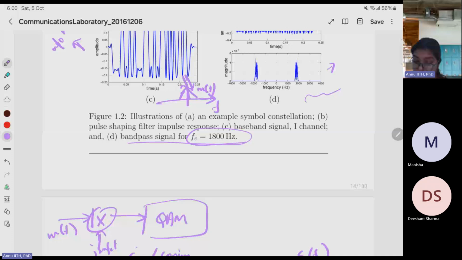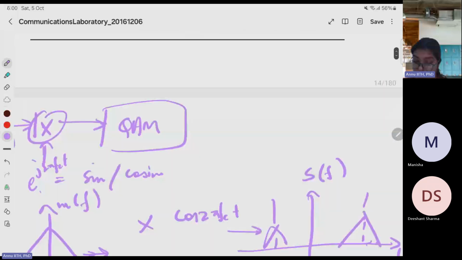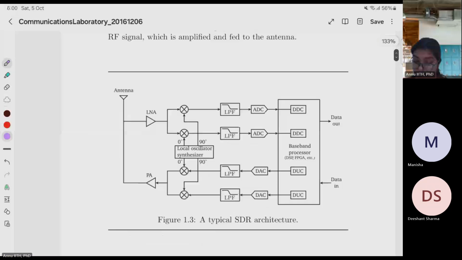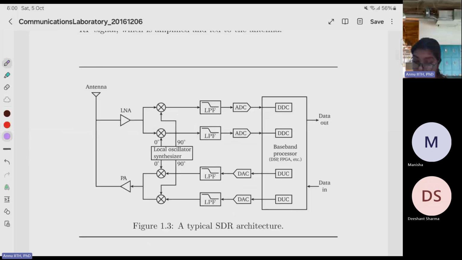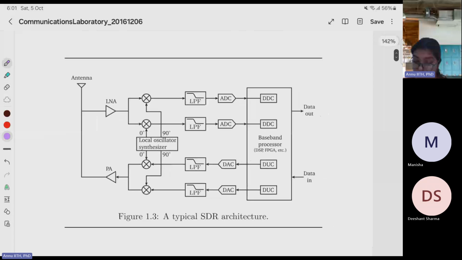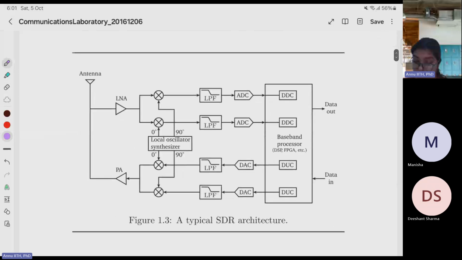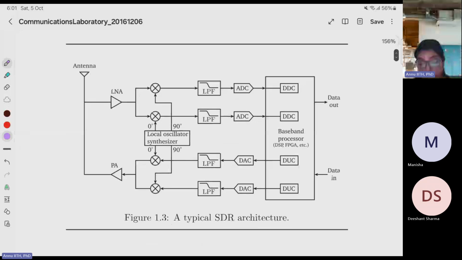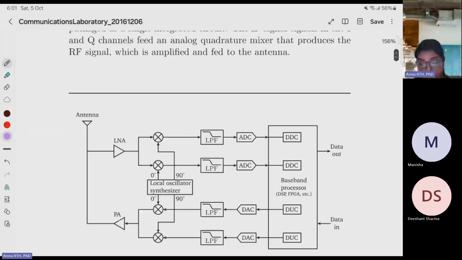Now, if we talk about a typical software defined radio architecture, you don't have to worry about exactly how it looks. But you can see here the antenna, data in, data out, the low noise amplifier, the low pass filter associated with each modulator, the local oscillator, then DDC, digital to analog converter, DSP, FPGA, and all those things, the analog to digital converter, and digital up conversion numerically.